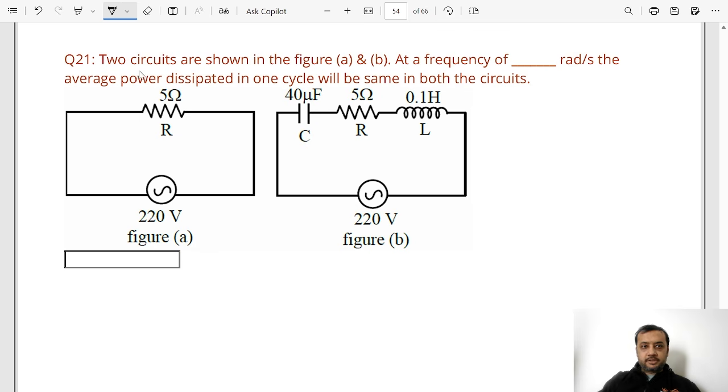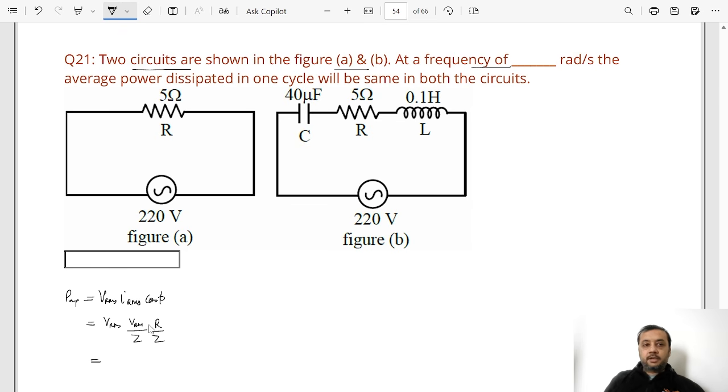Alright, in this question there are two circuits shown in figures A and B, and the question is asking at what frequency, in radian per second, so basically they are asking the angular frequency, the average power dissipated will be the same in both circuits. Now if you remember, the average power can be written as Vrms Irms cos phi. This is the general formula of average power. Now Irms can be written as Vrms by Z, and cos phi can be written as R by Z.